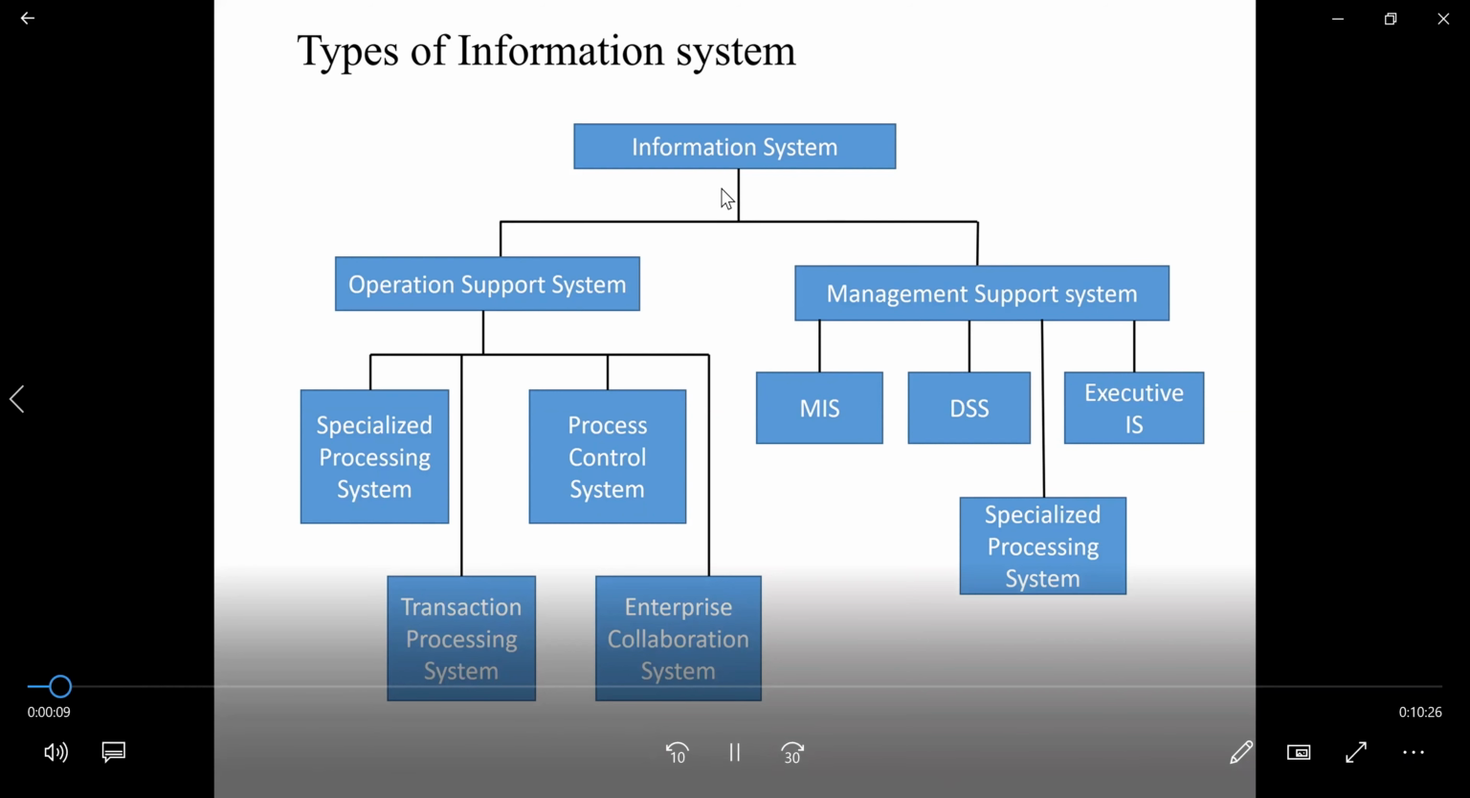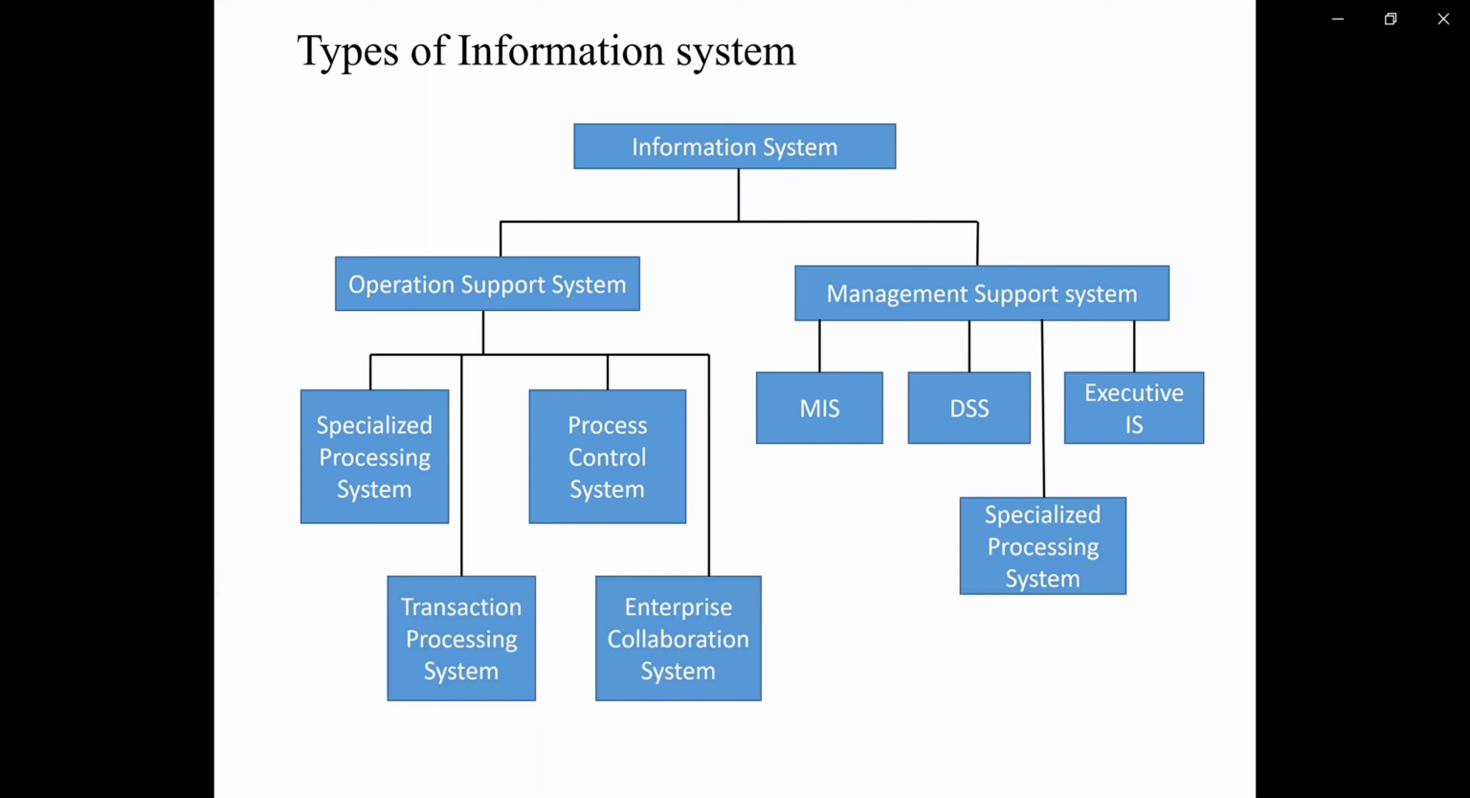We'll see today the types of information system. In the last lecture, we have seen what are the advantages of information system, what are the objectives and the components of information system. So today we'll cover the types of information system.